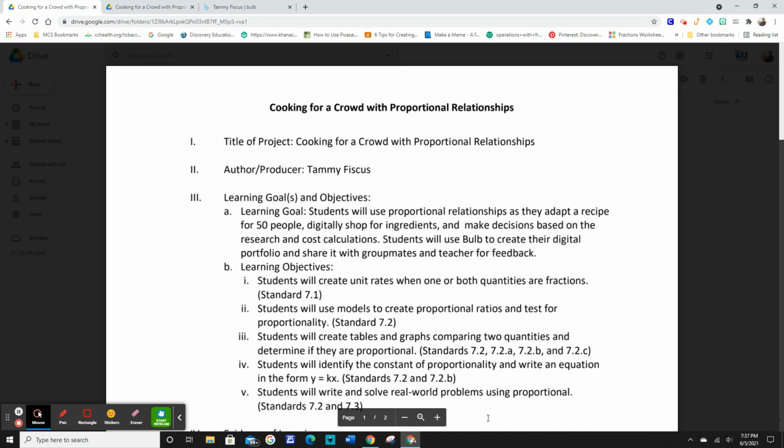Hi, my name is Tammy Fiskus, and I am a seventh grade math teacher at Liberty Middle School in Madison City. The title of my project for this class is Cooking for a Crowd with Proportional Relationships.